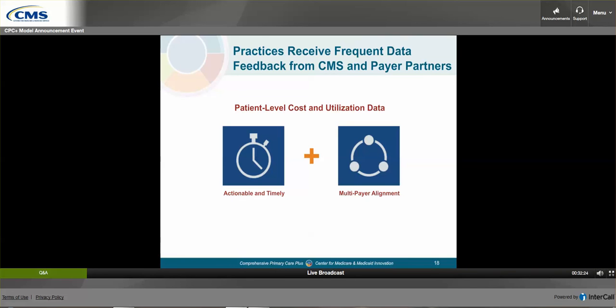Data feedback is a critical component to much of the care delivery work and to making good use of the payment model. Medicare and partner payers will align their efforts to deliver actionable and timely data to practices at regular intervals. This data will include patient-level cost and utilization information that we expect will empower practices to make the changes and to know whether those changes are working. The data will help practices achieve the goals that result in better care for patients.